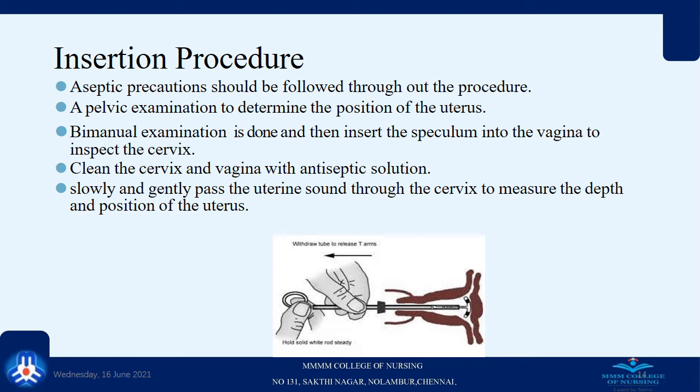Let's see the insertion procedure of this copper T. We have to maintain aseptic precautions throughout the procedure. A pelvic examination is to be done to assess the position of the uterus. Then a bimanual examination is done, and then insert the speculum into the vagina to inspect the cervix. Once the cervix is inspected, we have to clean the cervix and the vagina with antiseptic solution. Then slowly and gently pass the uterine sound through the cervix to measure the depth and position of the uterus.